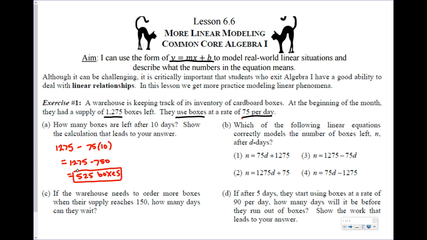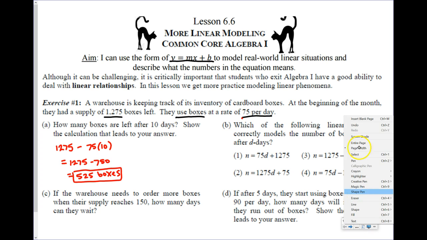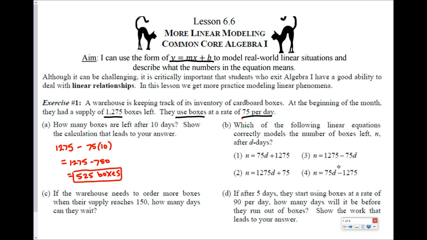Letter B. Which of the following linear equations correctly models the number of boxes left after D days? So basically what this question is saying is, how can we take what we did here and turn it into an equation? Well, if we let n be the number of boxes, we started off with 1,275, and this was the constant. This 75 per day, that was the rate that we had, so it's minus 75 per however many days we have, because this is where we plugged in that 10, right? So this is the formula that goes with B, and that matches letter number 3.